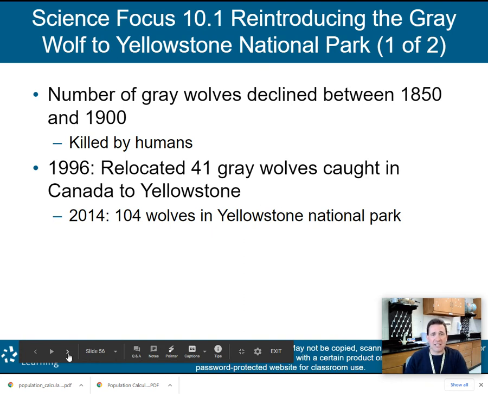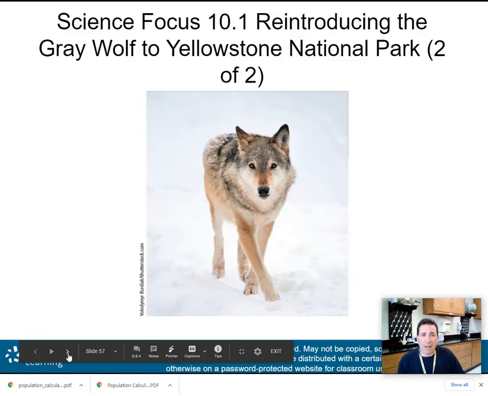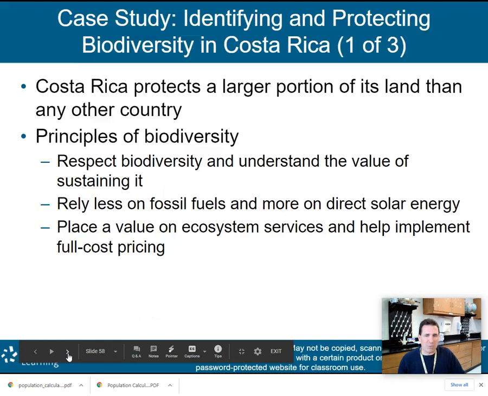In 1966, they relocated 41 gray wolves caught in Canada to Yellowstone. In 2014, we now have 104 wolves in Yellowstone National Park. So luckily, we are beginning to see the population of the gray wolf increase again in Yellowstone National Park. And there is a picture of that beautiful creature.